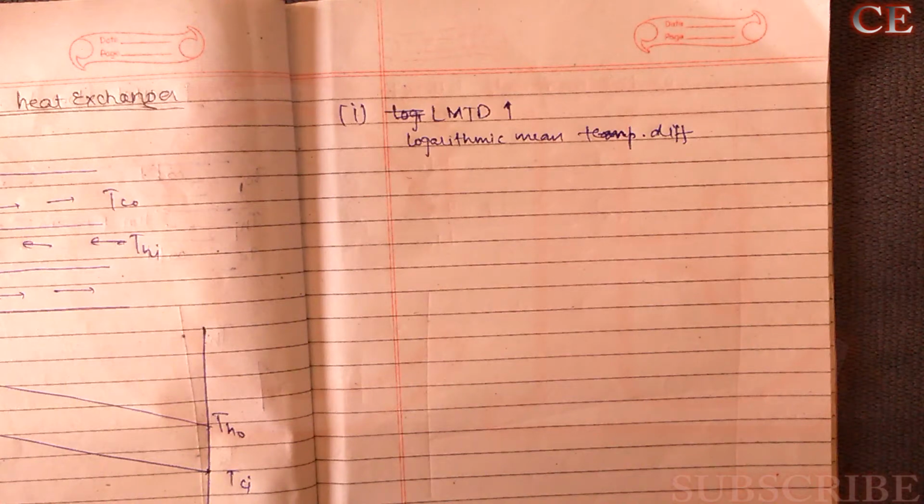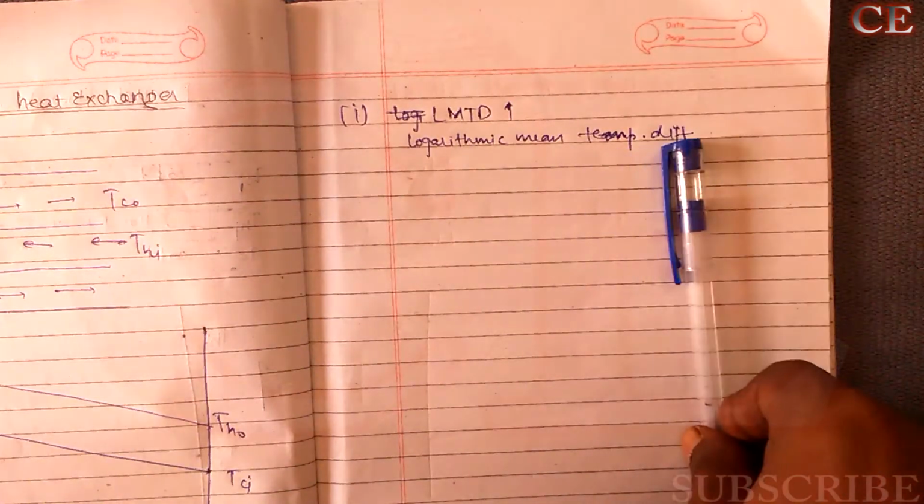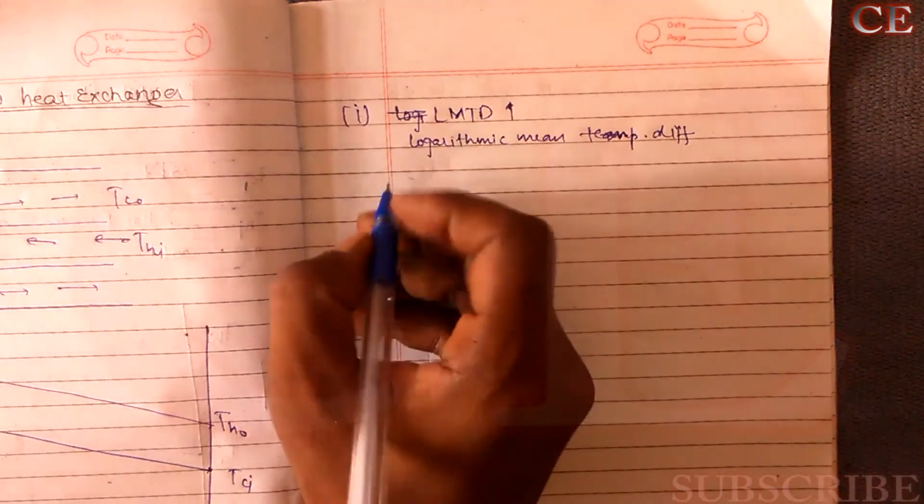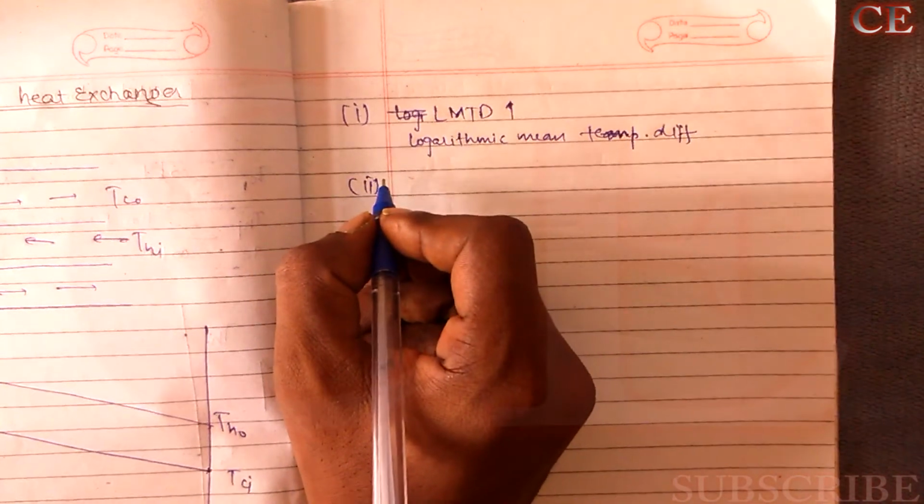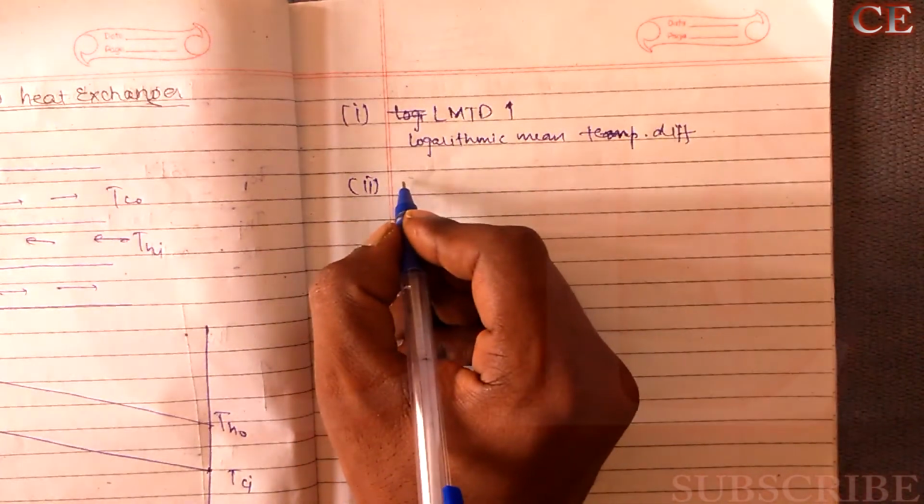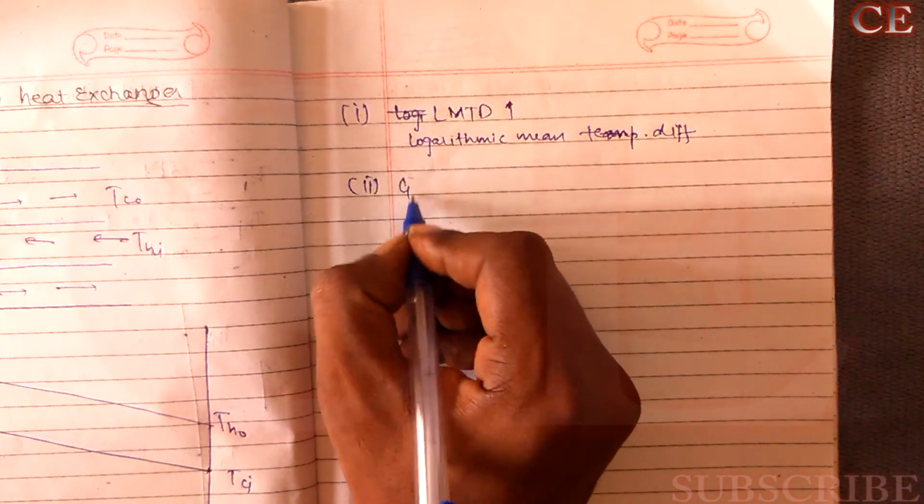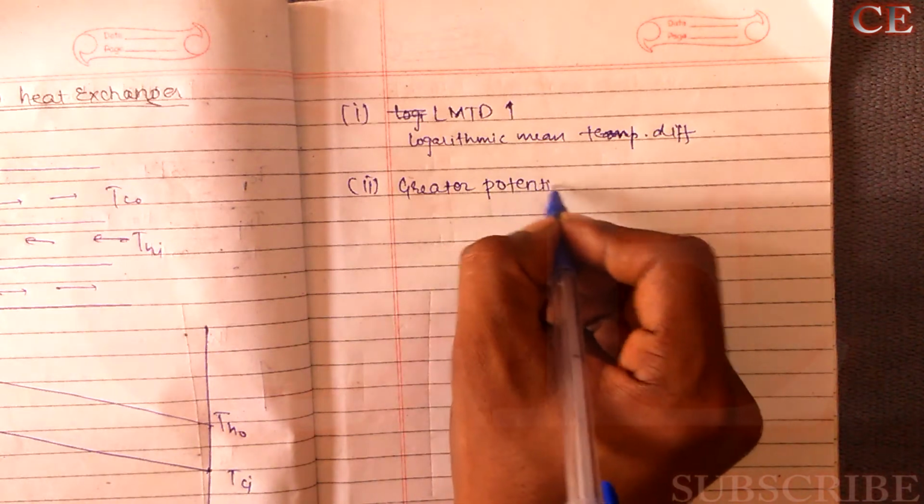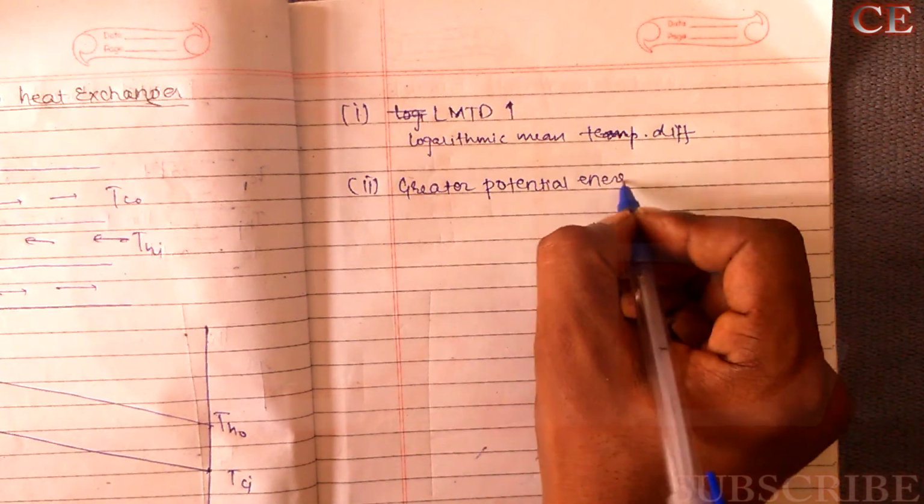A0. For a given heat exchanger Q, it would result in smaller and less expensive equipment for the given application. So it would be cheaper and less bulky, or smaller in size. Now the second point is that it has greater potential energy recovery.